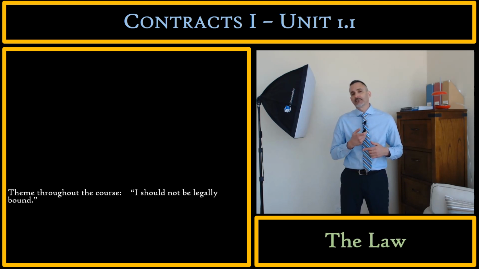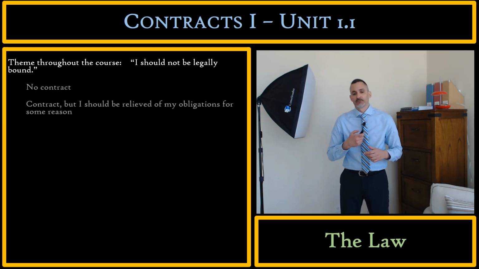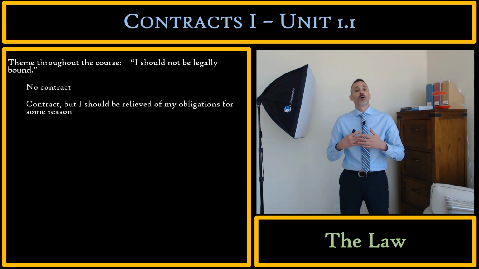Now, the theme throughout the course, no matter what we're studying, is usually there's going to be somebody that says, I should not be legally bound. They're trying to get out of their promise. Either they're arguing there was no contract and I should not be legally bound, and this is what we're going to discuss in Contracts 1, the formation of contract. When have parties formed a legally binding contract? Or they might say there is a contract, but I should be relieved of my obligations under the contract for some other reason. And we'll discuss the various scenarios that implicate this type of argument.